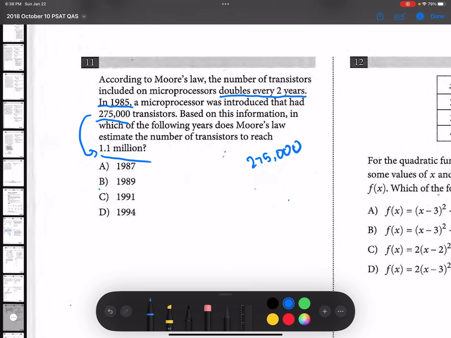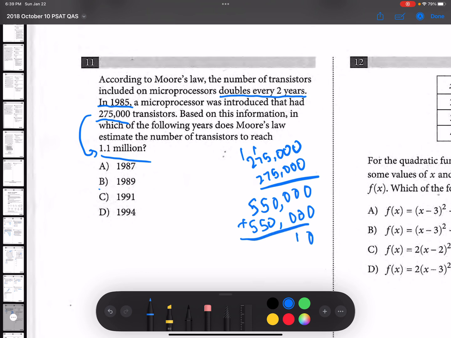2,7,500 doubled, that should give us 550,000. So if we double that, we should get 1,100,000. So that's what it shows here. That means we're adding 4 years. So 1985 plus 4 years gives us 1989. So that means B is our answer.